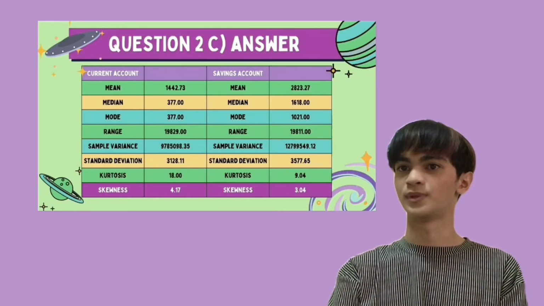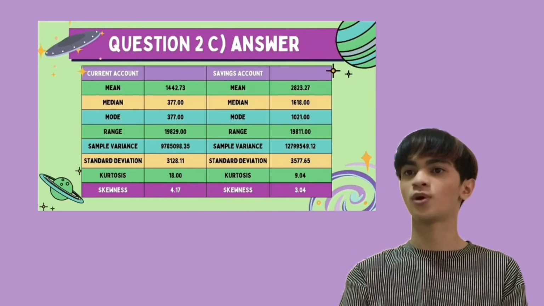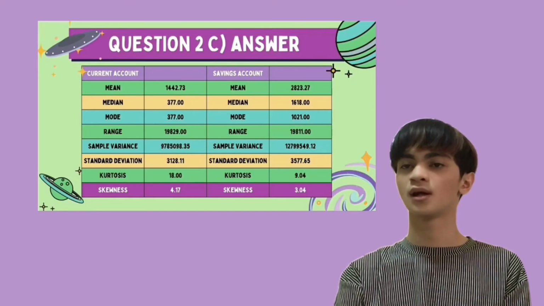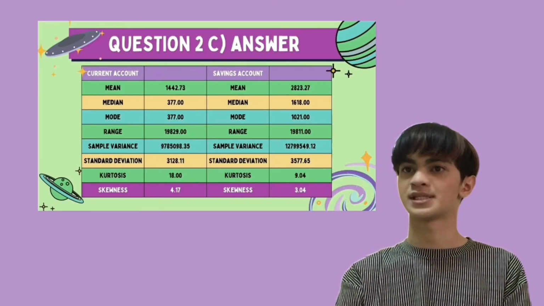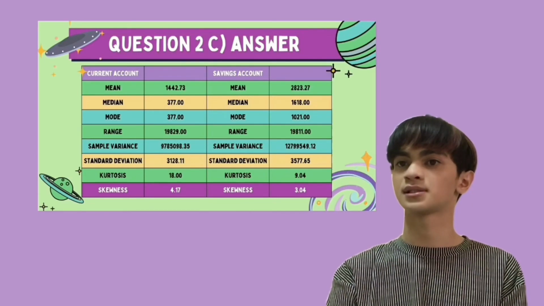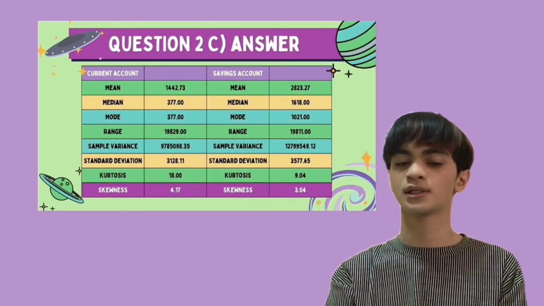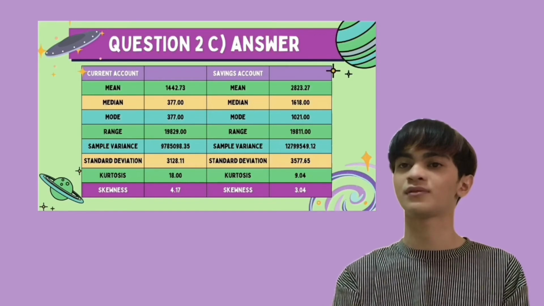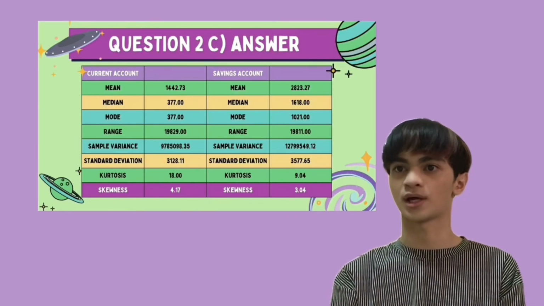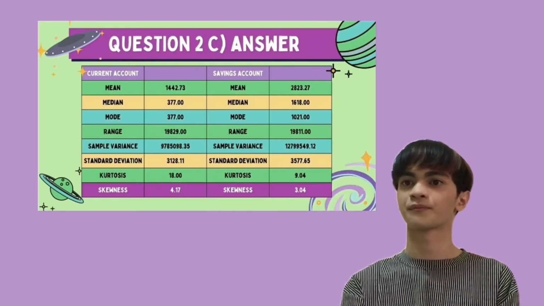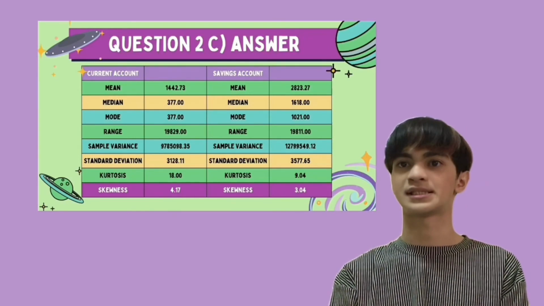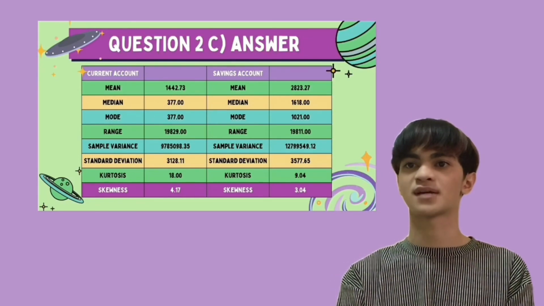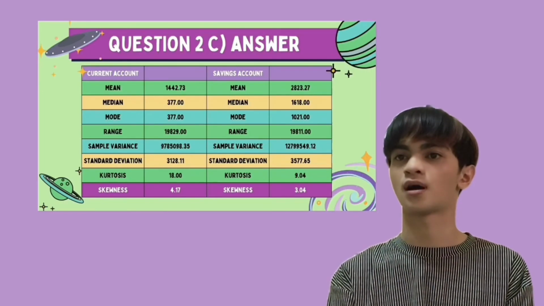First of all, we have the mean. The mean is 1442.73. The median and the mode have the same value of 377. The range is 19,829. The sample variance is 9,785,98.35. The standard deviation is 3,128.11. The kurtosis is 18, while the skewness is 4.17, and that is for the current account.